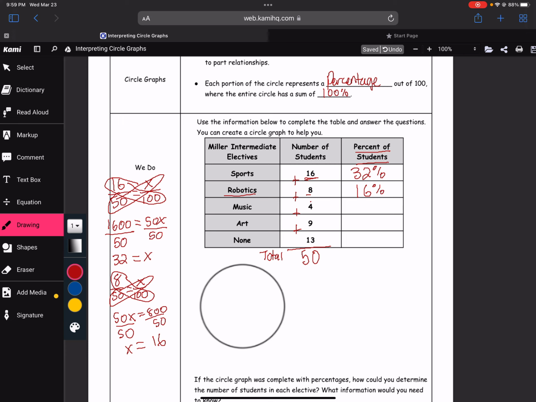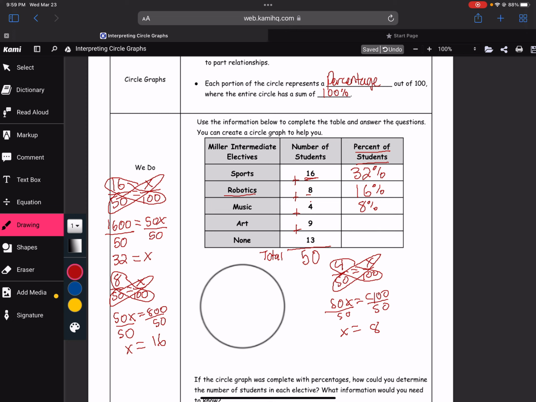Now let's keep on pushing forward. We're going to have music. So 4 over 50 equals x over 100. We set this up the same way, and we have 50x equals 400. We divide by 50 to solve for x. We have x equals 8. So that reflects to 8%.